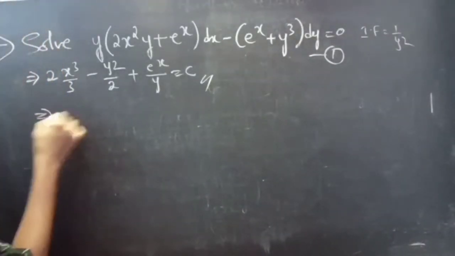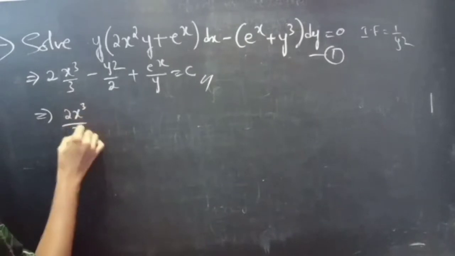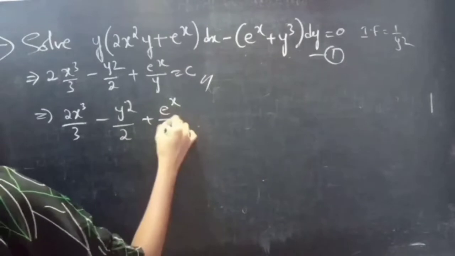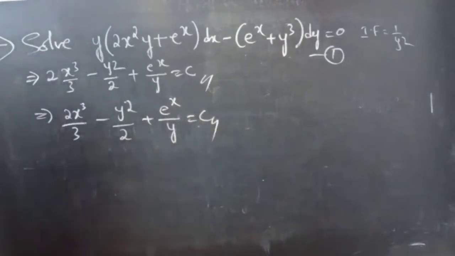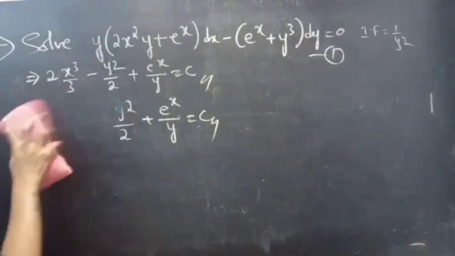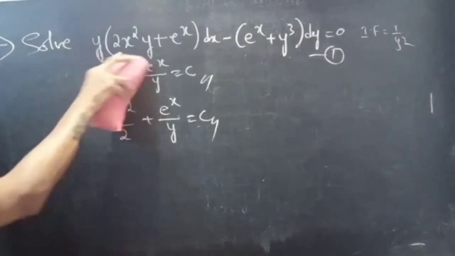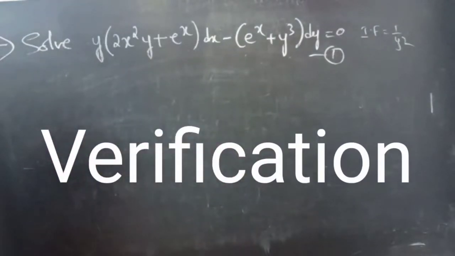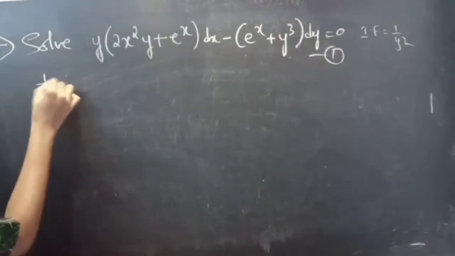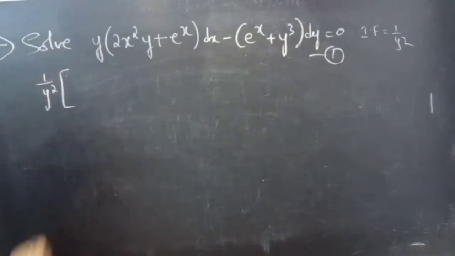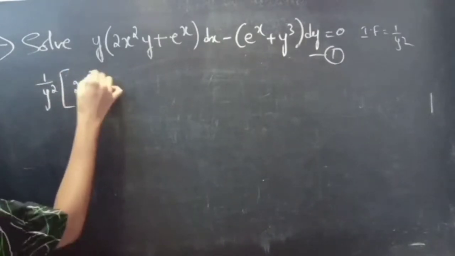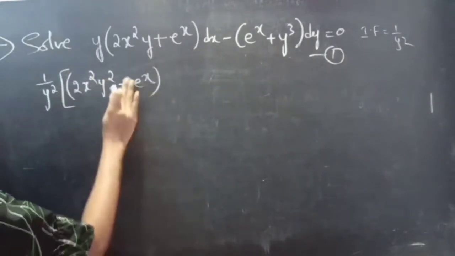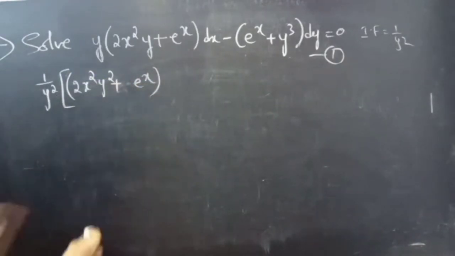Also, you can write this as 2x cubed by 3 minus y squared by 2 plus e power x by y equals to c. Okay, so this completes the problem. Now, we'll do verification. We'll check whether the reduced equation, that is, the equation obtained by multiplying the integrating factor to the given equation, is exact or not. Okay?